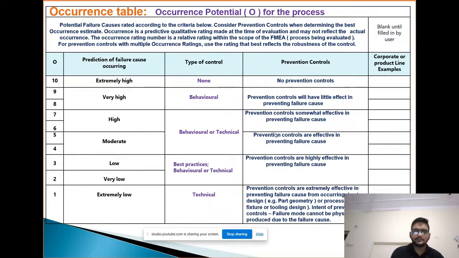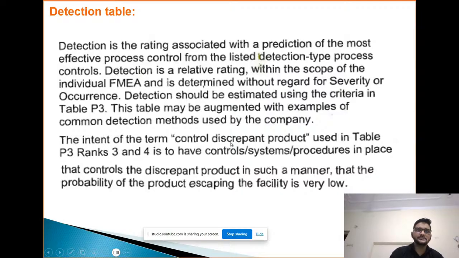Now, next is the detection table. Detection is the rating associated with the most effective process control from the listed detection type process controls, and detection is a relative rating within the scope of the individual FMEA and is determined without regard to severity or occurrence. Detection should be estimated using the criteria in the table. This table may be augmented with examples of common detection methods used by the company.